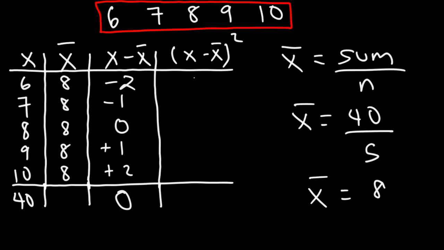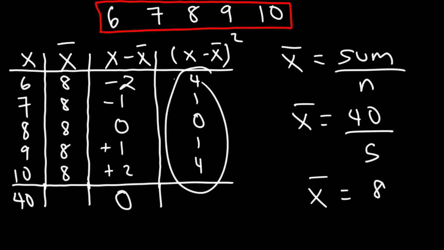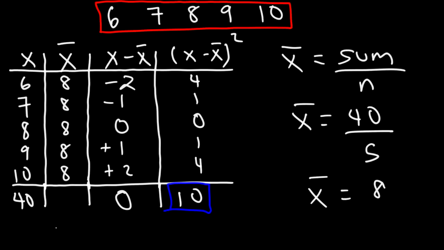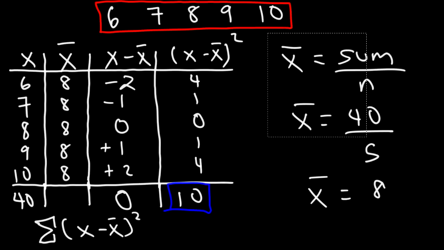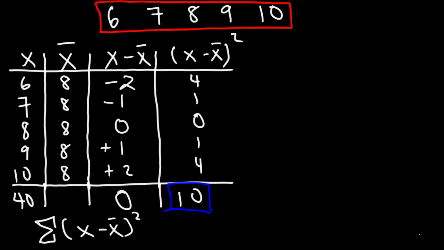Now the next thing we need to do is square the deviations. Negative 2 squared is 4. If you write it like this, this is negative 2 times negative 2. Negative 1 squared is 1. 0 squared is 0. 1 squared is 1. 2 squared is 4. Our next step is to add up these values. 4 plus 1 plus 1 plus 4 adds up to 10. Now you need to know what this number represents. That number is basically the sum of the square of the deviations. We're going to use that to calculate the variance and the standard deviation.